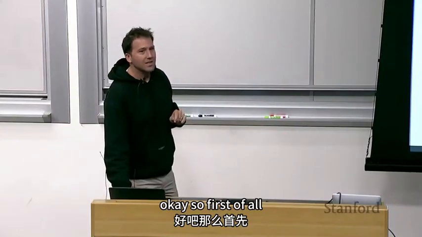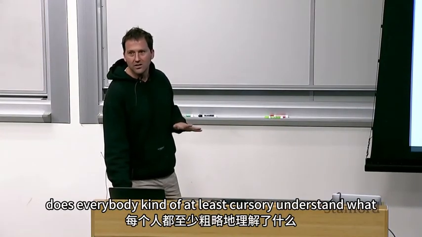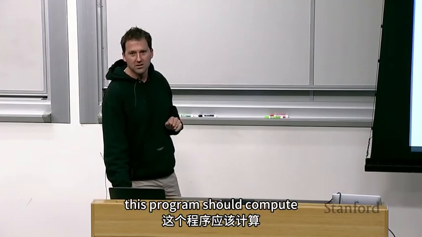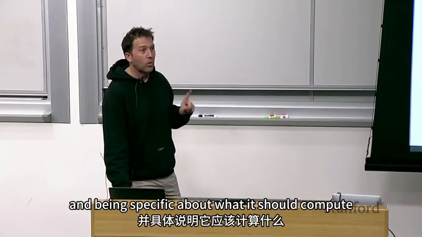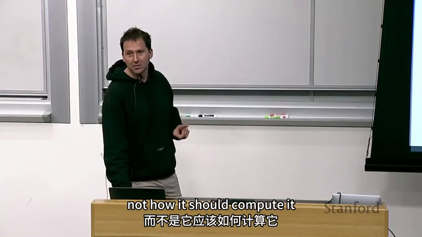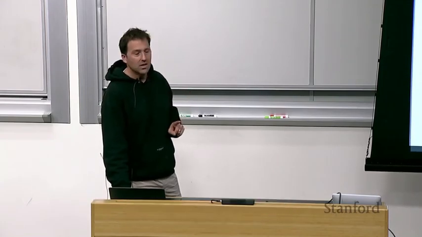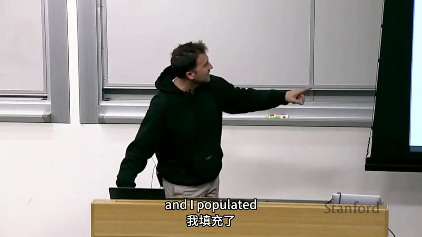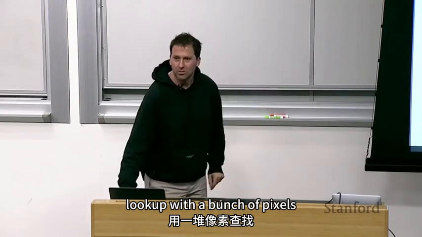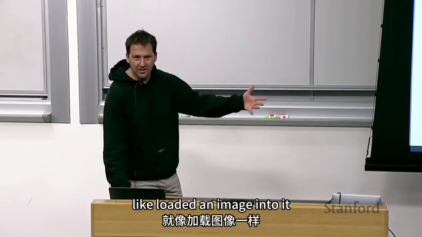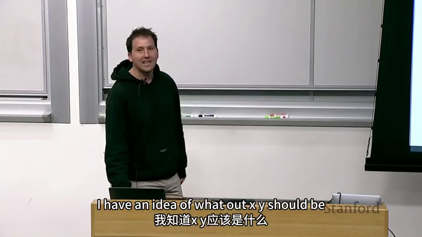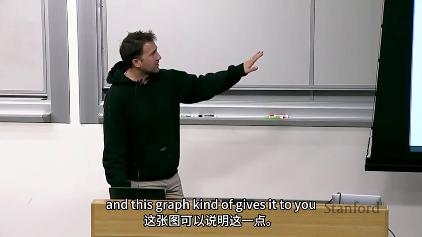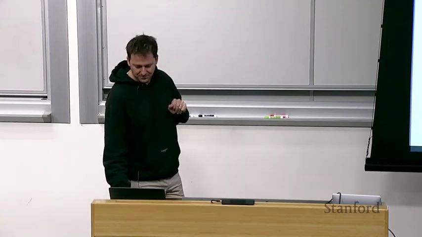Okay, so first of all, does everybody at least cursorily understand what this program should compute? And I'm being specific about what it should compute, not how it should compute it. If I populated in with a bunch of pixels and I populated lookup with a bunch of pixels, like loaded an image into it, you would say, yeah, I have an idea of what out xy should be. And this graph kind of gives it to you.